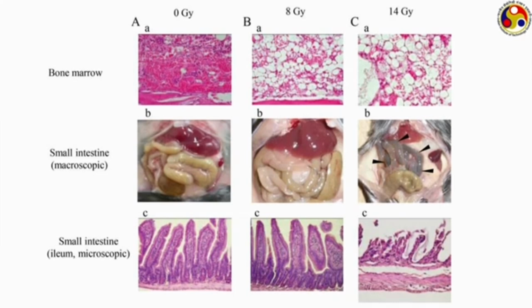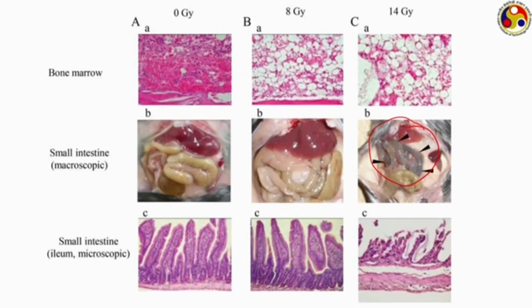In the small intestine, if it is a macroscopic view, then you can see with 8 gray the corresponding tissues are elongated, and when it is subjected to a 14 gray dose, these cells have already died, these tissues rather, and are severely affected.